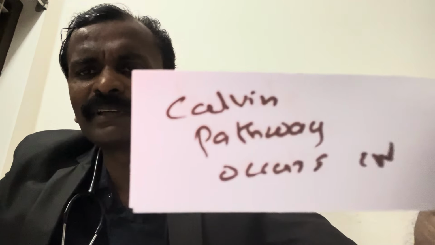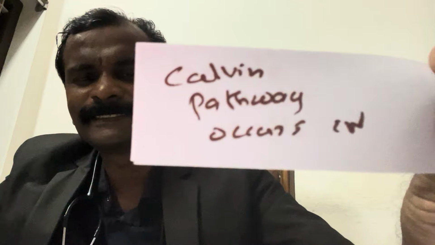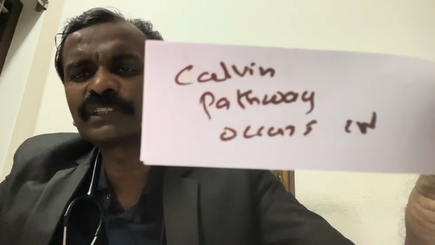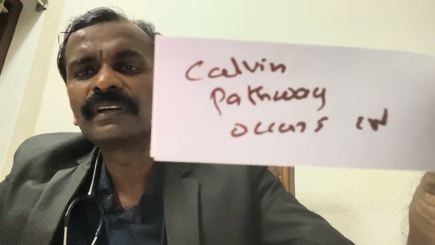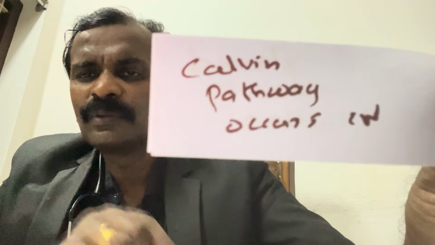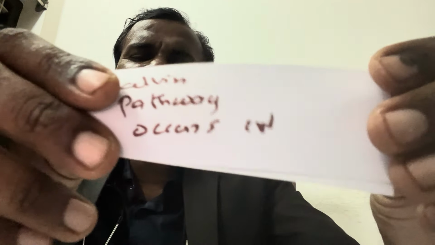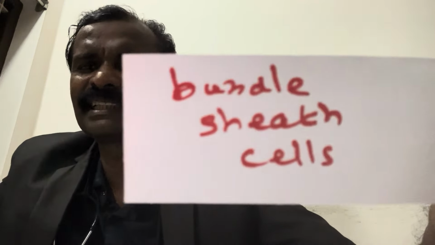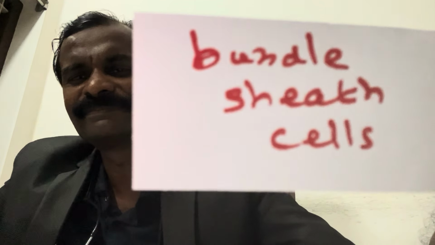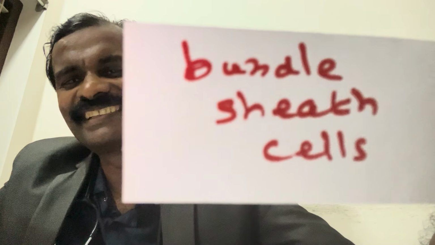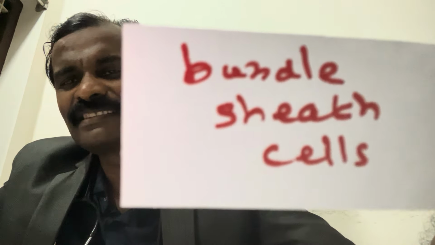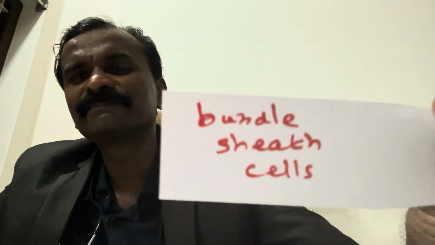So Calvin pathway occurs in which site? Just now I discussed. Calvin pathway is used for synthesis of carbohydrates. What is the exact cells? You studied just now. Bundle sheath cells. Remember? Match the following question. Bundle sheath cells. Calvin.